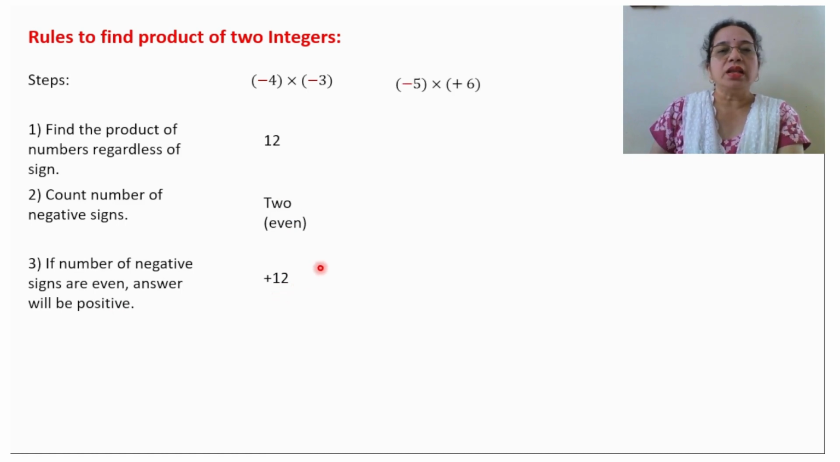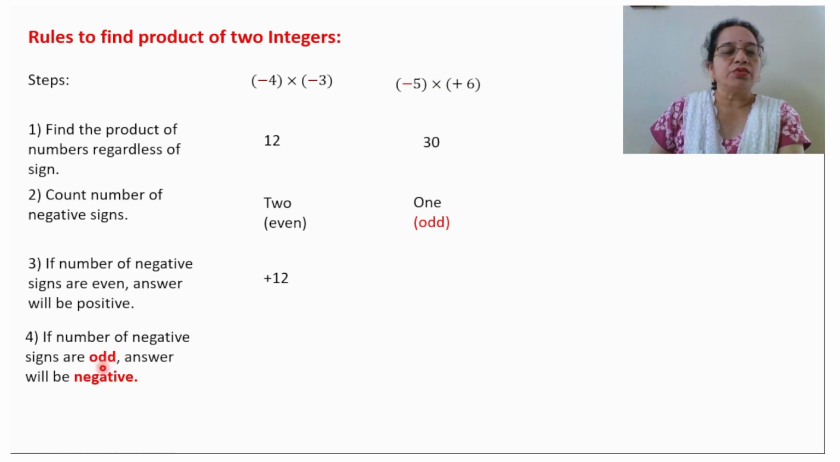Let us take another example, minus 5 multiplied by plus 6. In the first step, multiply the numbers only. So 5 times 6 is 30. Then we count the total number of negative signs. Here the total number of negative signs is only 1, and 1 is an odd number. If the case is odd, the answer will be negative. Since the number of negative signs is odd, your answer will be negative 30.